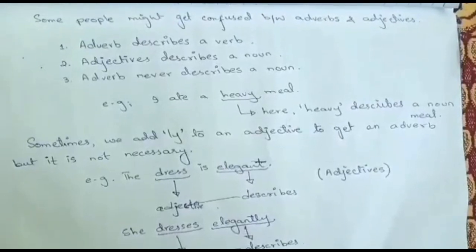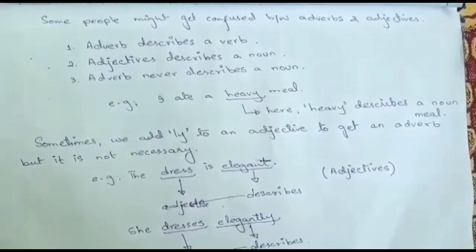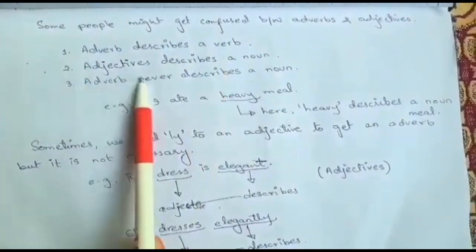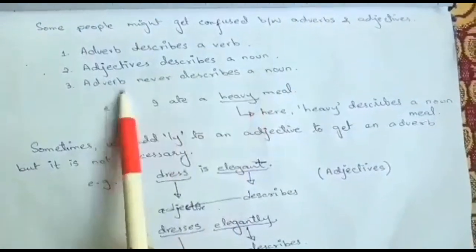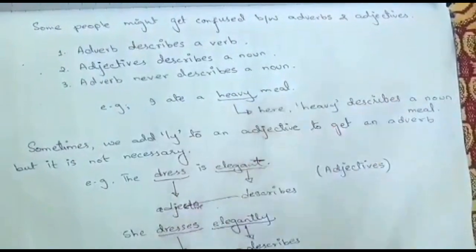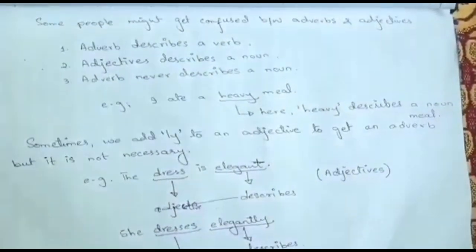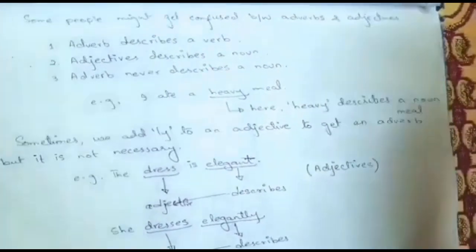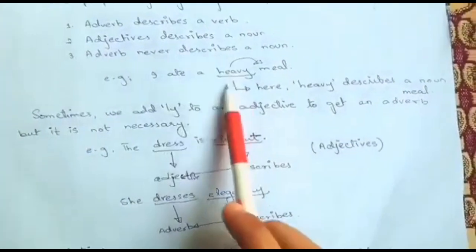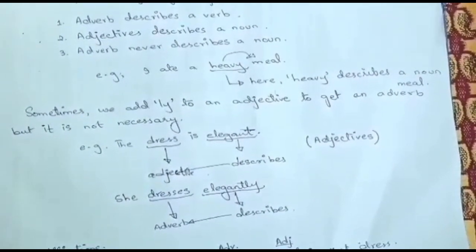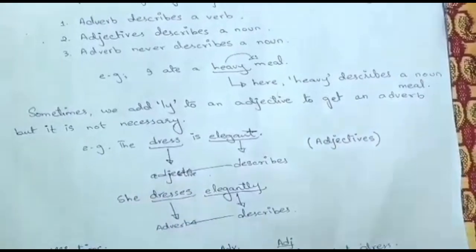Some people might get confused between adverbs and adjectives. Well, adverbs describe a verb, while adjectives describe a noun. Adverbs never describe a noun. For instance, I ate a heavy meal. So over here in this example, heavy describes the noun meal. So heavy is an adjective. Sometimes we add ly to an adjective to get an adverb, but it is not necessary.